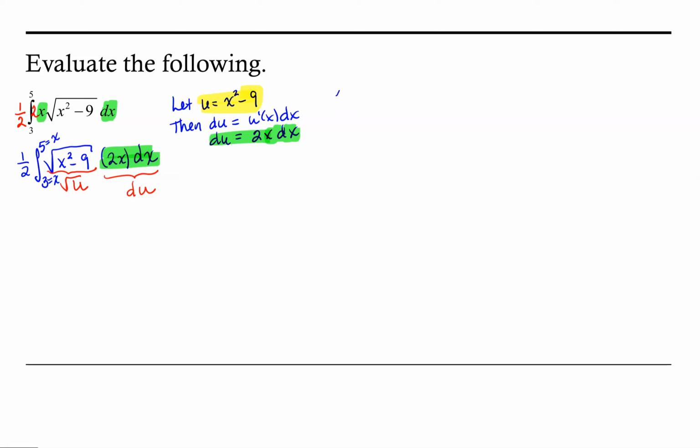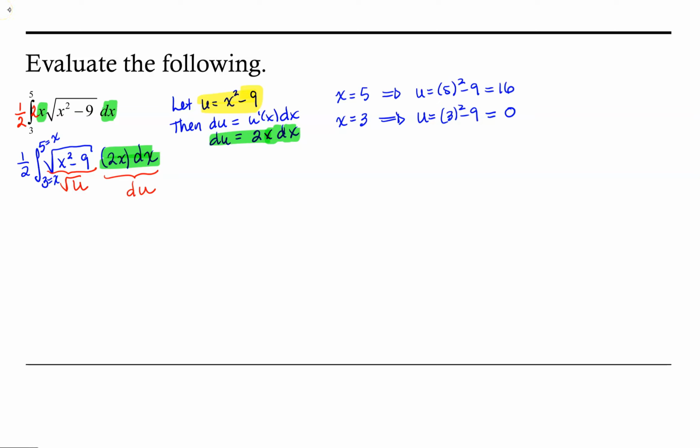So my upper limit of integration was 5. So my new upper limit of integration is going to be 5 squared minus 9. Well, 5 squared minus 9, 25 minus 9, is 16. So 16 is my new upper limit of integration. My lower limit of integration started out as 3. We're transforming it now. So my new limit of integration is u equals 3 squared minus 9. Well, 3 squared minus 9 is 9 minus 9, so that new lower limit of integration is 0.